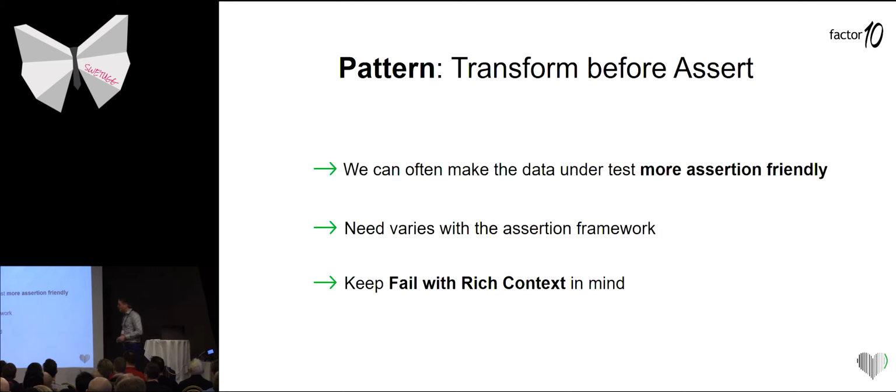Of course, we need to take the fail with rich context into consideration, because when we transform, we might also lose context. So there's a balance between keeping as much information as possible and transforming data into something assertion friendly. So these two needs to be balanced.